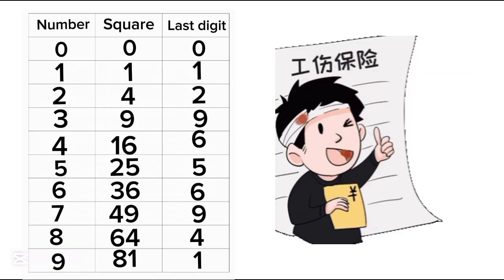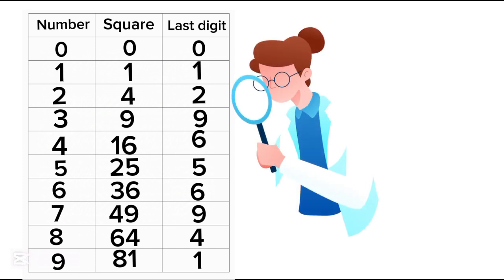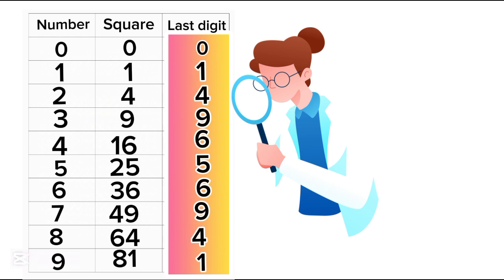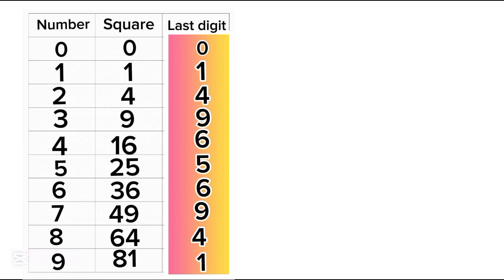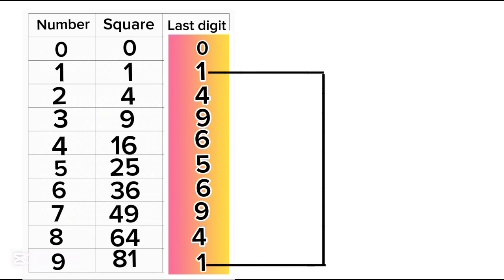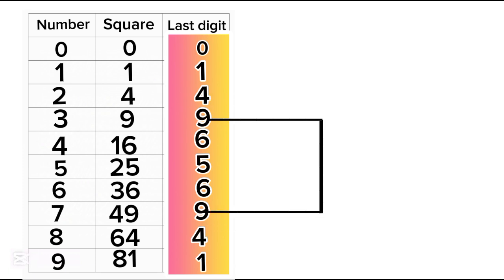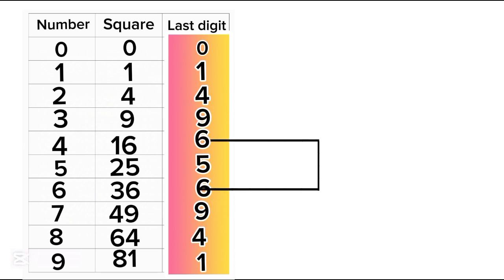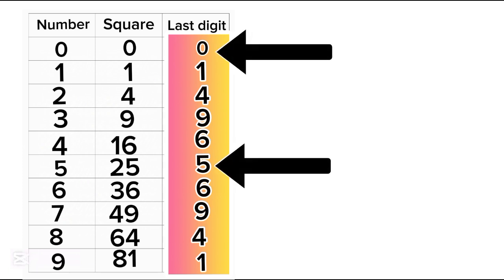Ready? All you need to do is memorize the squares of numbers 0 to 9, which I'm sure you already know. Now, focus on the last digit of each of those squares. I've color-coded them here to make it easier for you to see. When you look closely, you'll notice that some squares share the same last digit. 1 square and 9 square both end in 1. 2 square and 8 square both end in 4. 3 square and 7 square both end in 9. 4 square and 6 square both end in 6. 0 square and 5 square are unique, ending in 0 and 5 respectively.